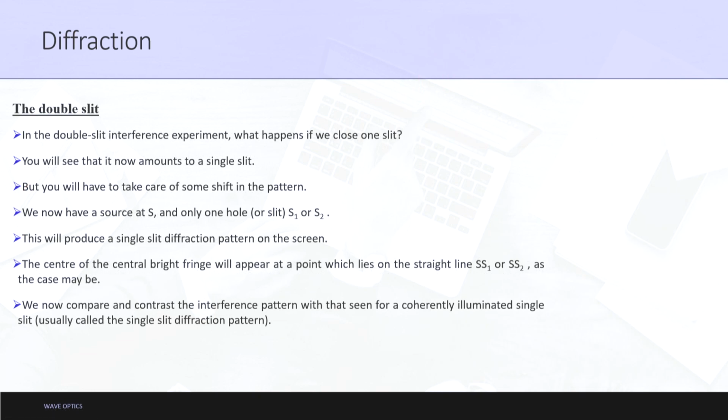Now let's move on with further discussion regarding the double slit. In the double slit experiment, what will happen if we close one slit? Maybe it will be the same as a single slit diffraction pattern, or it will change. You will see that it now amounts to a single slit, quite evident. But you will have to take care of some shift in the pattern. As it is quite evident, let me draw it, say, as a 3D pattern.